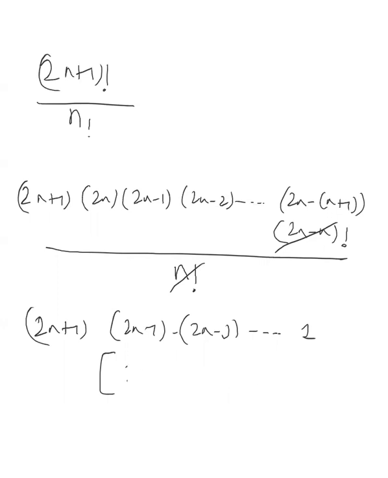Then this one, basically this is n factorial, this must be n plus 1, right? Should be n plus 1. This is n. This is n plus 1, now you can check that, right?